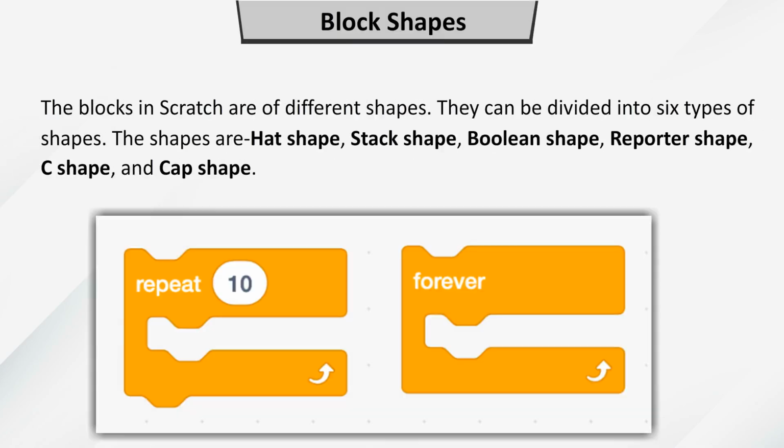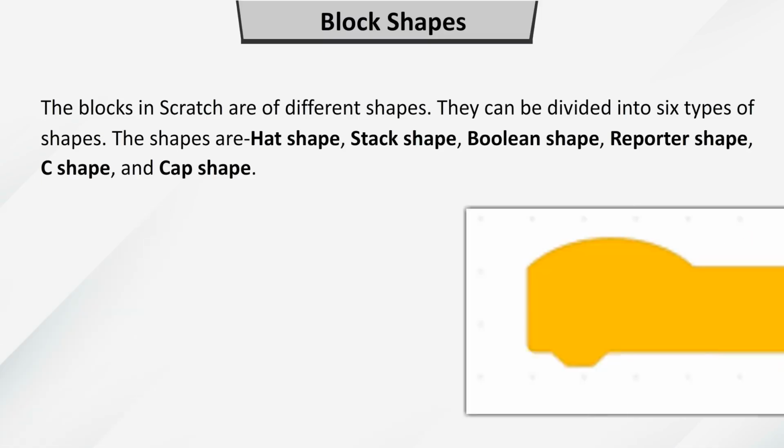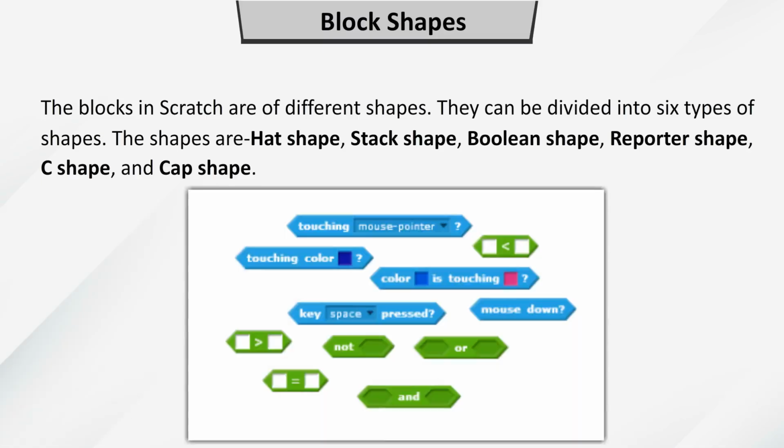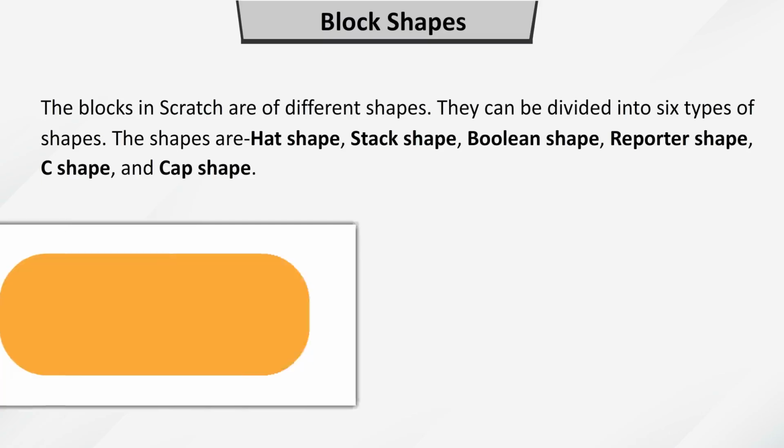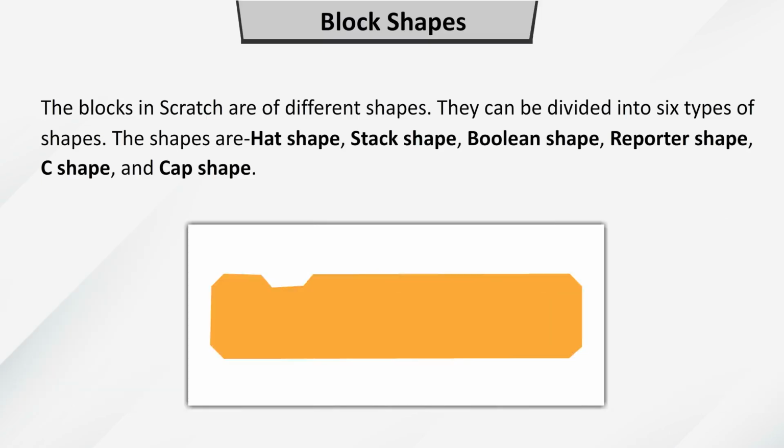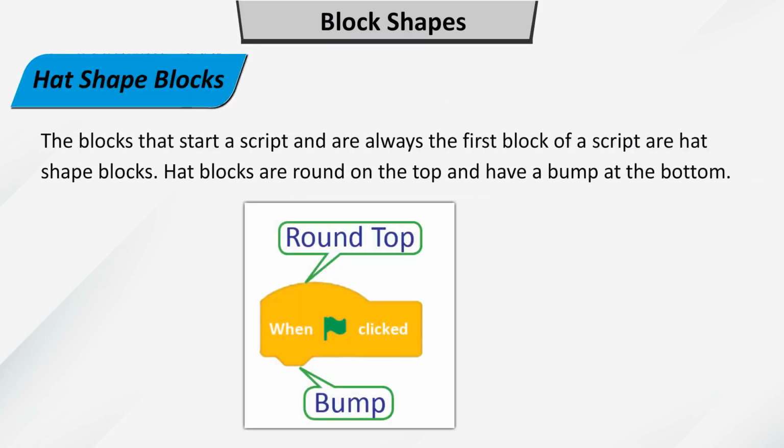Block shapes. The blocks in Scratch are of different shapes. They can be divided into 6 types of shapes. The shapes are hat shape, stack shape, boolean shape, reporter shape, C shape, and cap shape. Hat shape blocks. The blocks that start a script and are always the first block of a script are hat shape blocks. Hat blocks are round on the top and have a bump at the bottom.